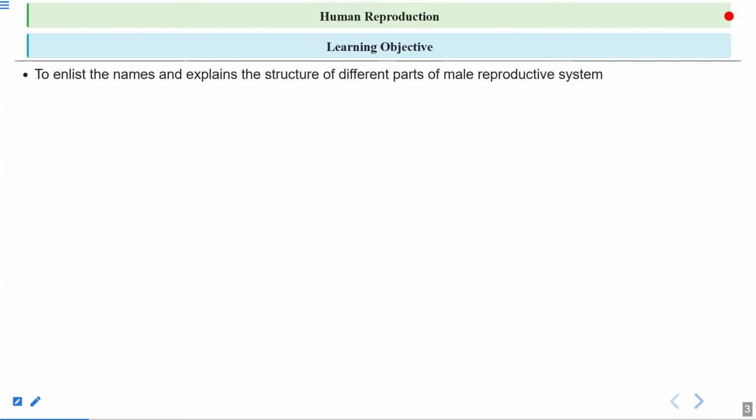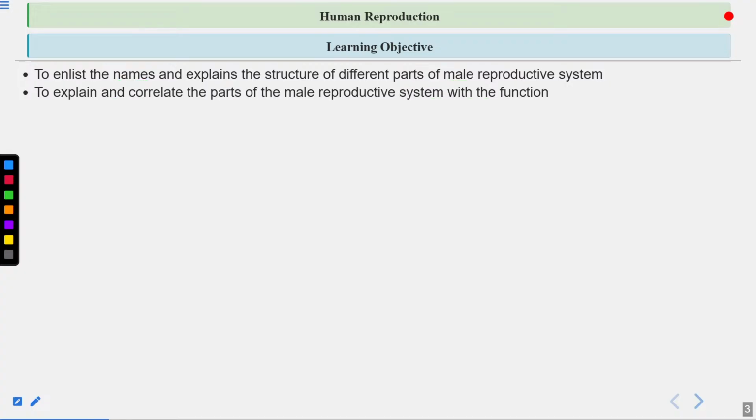Okay, so here we are going to enlist the names, means the parts of the male reproductive system, and then I'll explain to you the structure of different parts of the male reproductive system. Okay, by structure we mean the anatomy as well as the morphology, external structure and the internal structure. So we'll study different parts of the male reproductive system. We'll talk about the primary sex organ. We'll talk about the accessory ducts and the accessory glands here.